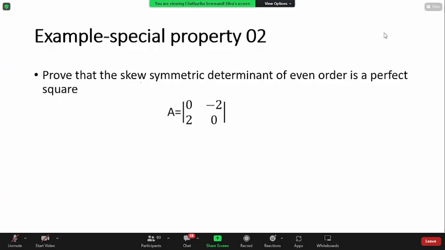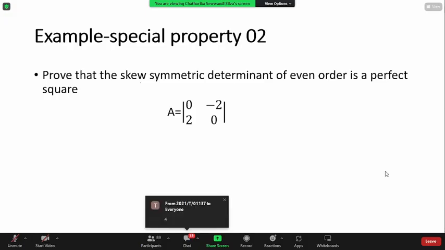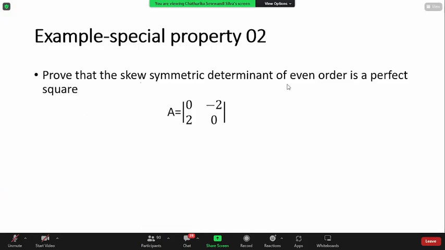Prove that the determinant of an even order skew symmetric matrix is a perfect square. So now, students, tell me the determinant of this one. Oh, the determinant is 4. Right. So what are they telling? The skew symmetric determinant of even order.